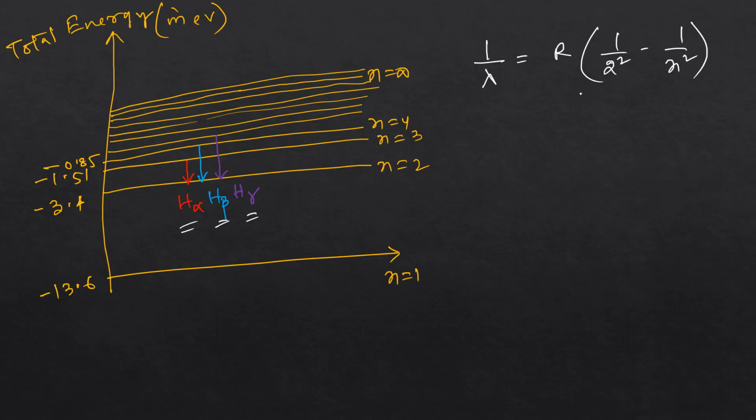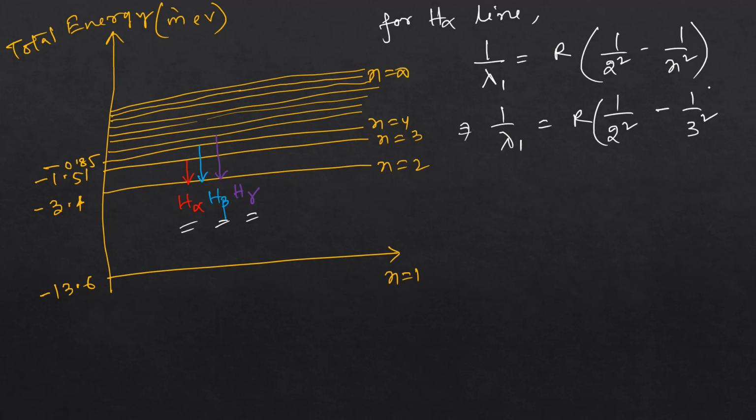So for the case of H alpha line, we will just find out the wavelength. For H alpha line, you can see this is actually your lambda 1. So 1 by lambda 1 is equal to R into (1 by 2 square minus 1 by n square), because 2 is the orbit where the electron is coming and n is the orbit from which the electron is coming. So for the case of H alpha line, the electron is coming from n equals 3, so here we write 1 by 3 square.